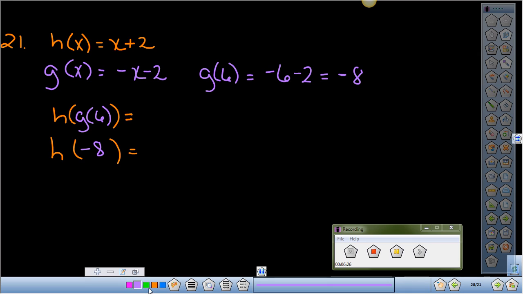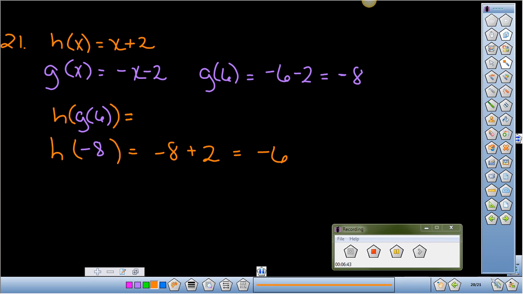So now I'm going to go back up to the h function, and I'm going to plug in a negative 8. So it's going to be negative 8 plus 2, which equals negative 6. And negative 6 is your answer.